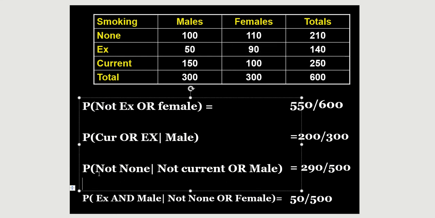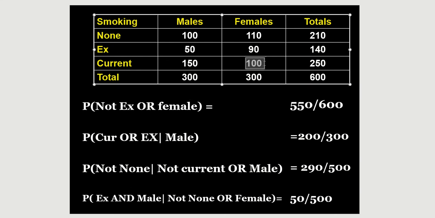All right, the third one also has a condition. So I start with the condition, and the condition has the union. So the condition says take all the males or the not current. So who is going to be kicked out? Those that are female and current at the same time. So female and current, I'm going to have to delete them. Once I do that, let me delete the totals so that I do not make a mistake. This is my condition, the males or not current.